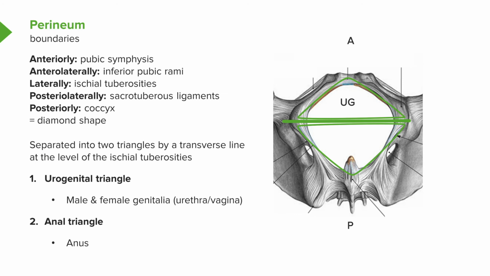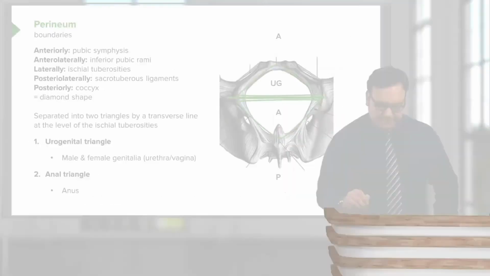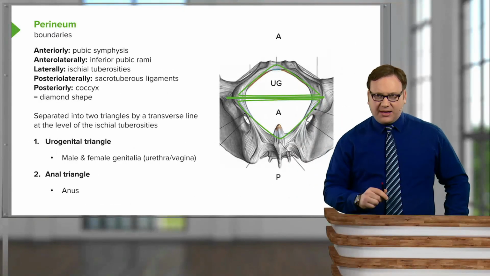The triangle that's posterior to it just contains one aperture. It's known as the anal triangle, and this anal triangle allows the anus to pass through. So we're looking at this as if someone is lying on their back. This is the posterior aspect. Anterior is up in this direction. And we're looking through into their perineum.